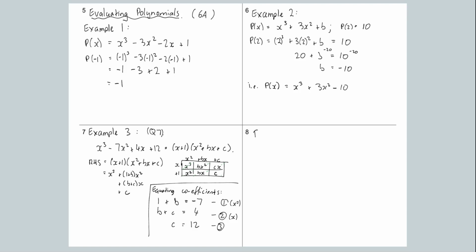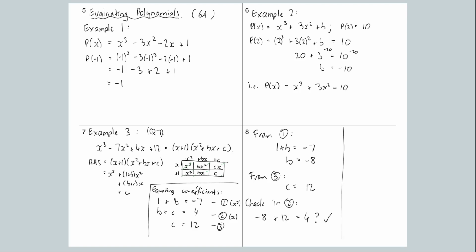So from 1, we've got 1 plus b equals negative 7, so b equals negative 8. From 3, we've got c equal to 12. Okay, so that's kind of done. But we can check in 2, and we have b plus c, so minus 8 plus 12 equals 4. Yes, it does. Okay, so that's all good.